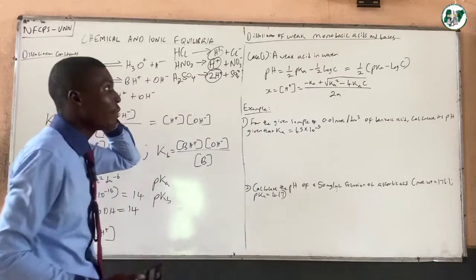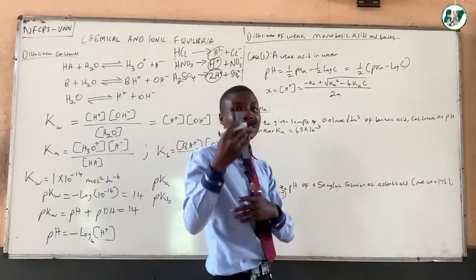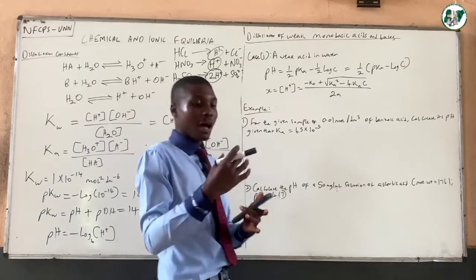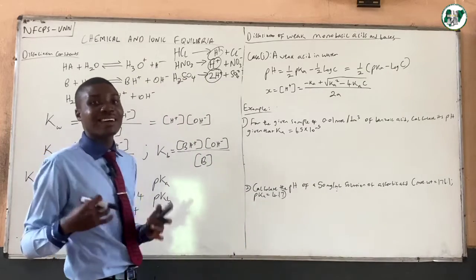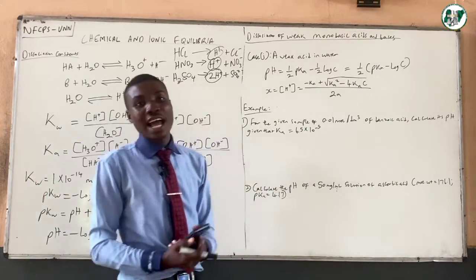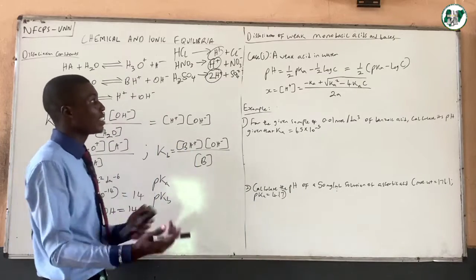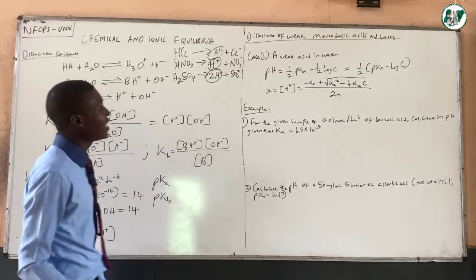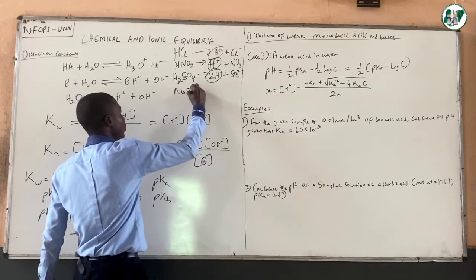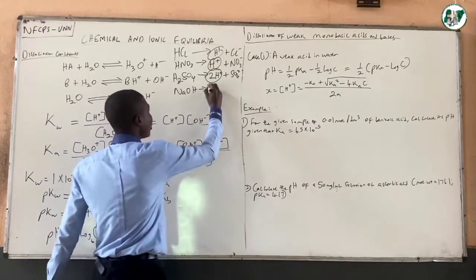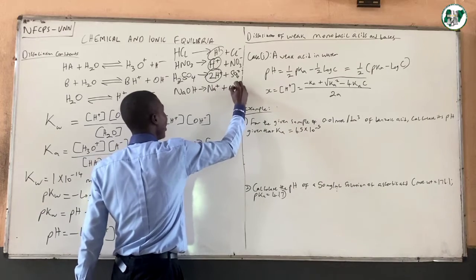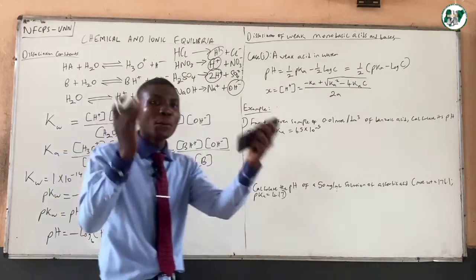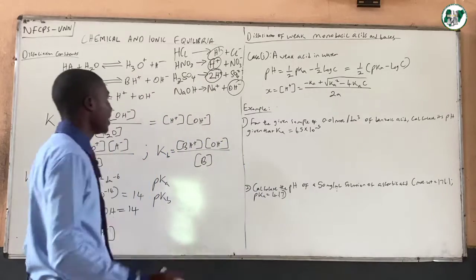Then for bases, we have monoacidic bases and diacidic bases. Monoacidic bases are bases that release just 1 hydroxide ion, while diacidic bases are bases that release 2 hydroxide ions. An example of a monoacidic base happens to be NaOH. When NaOH dissociates, it is going to give us Na+ plus OH-. This is 1 hydroxide ion. So NaOH is an example of a monoacidic base.